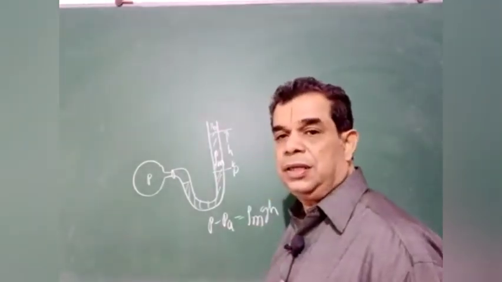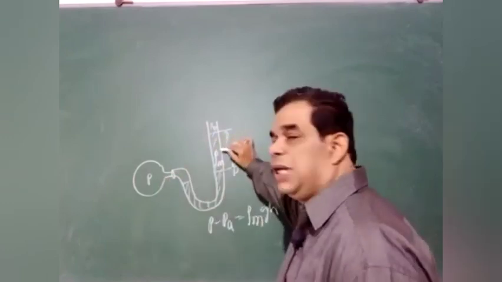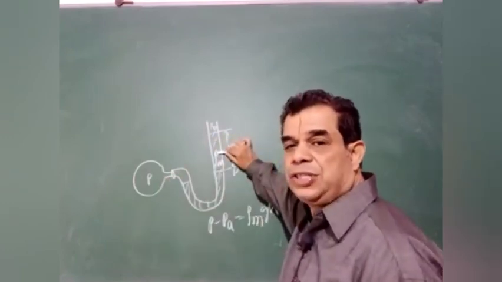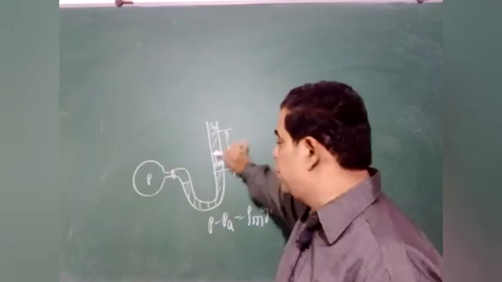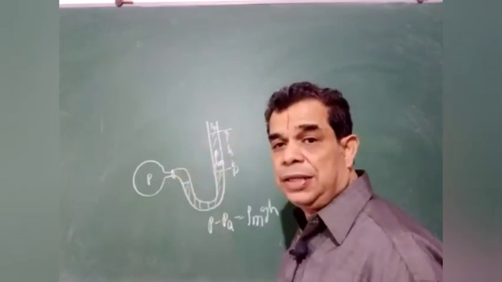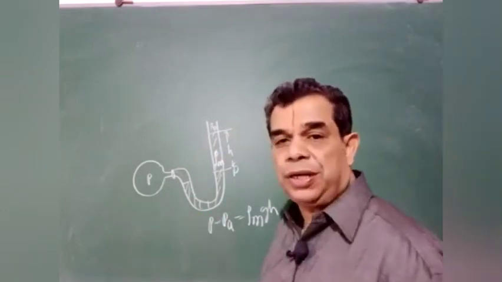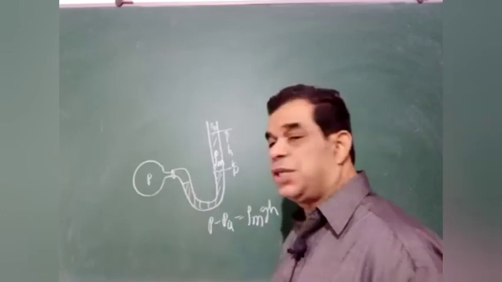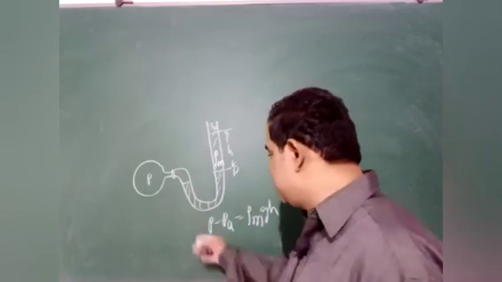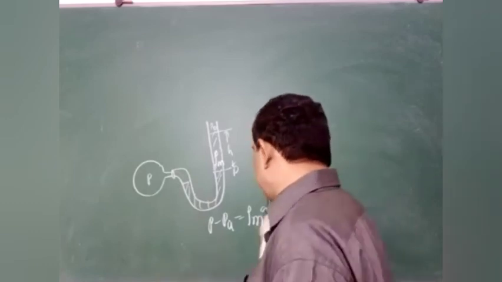This is the thing. If you want to measure low pressures, we use lighter or low density liquids here. If you want to measure high pressure, we use high density liquids like mercury. That depends on the situation. This is called a U-tube manometer, which helps us to measure the pressure. So with these basic ideas, now we proceed to the last bit.